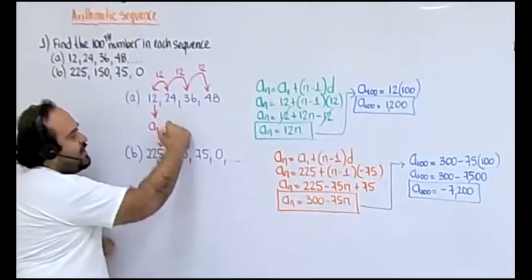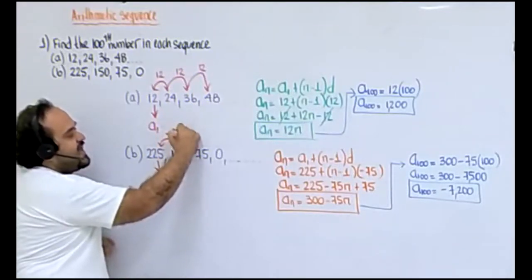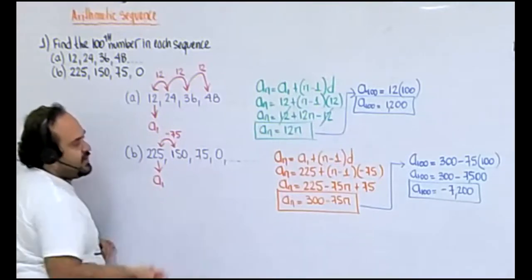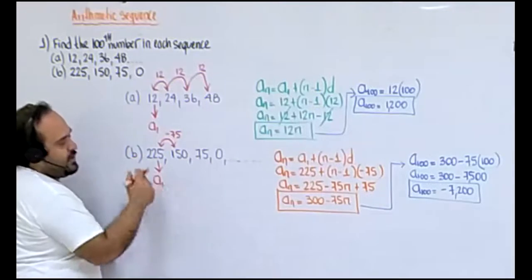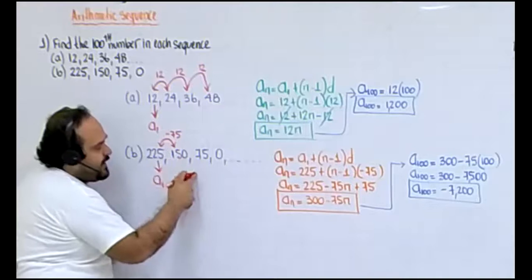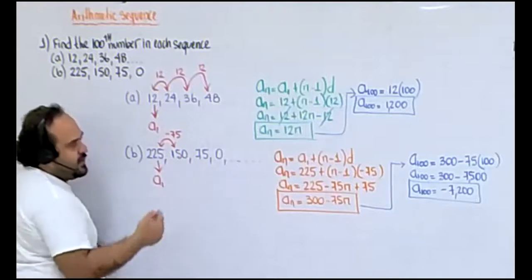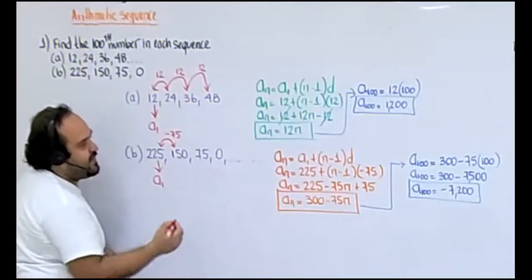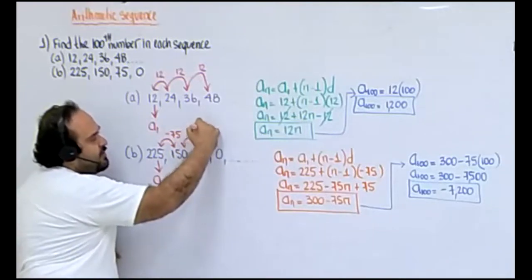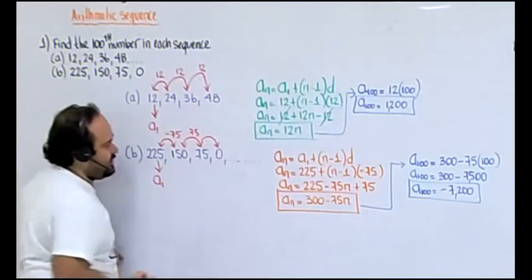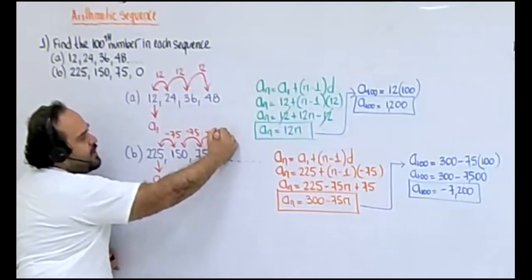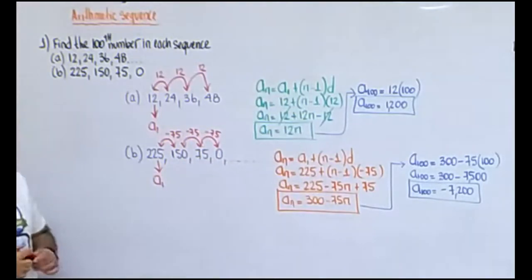For that reason, it will be a negative value. Negative 75, because it's decreasing. If the sequence were starting from 0, 75, 150, 225, that common difference would be positive 75 because the sequence is increasing. This is how we identify the first two terms. We know the first one is A1 and the common difference will be D.